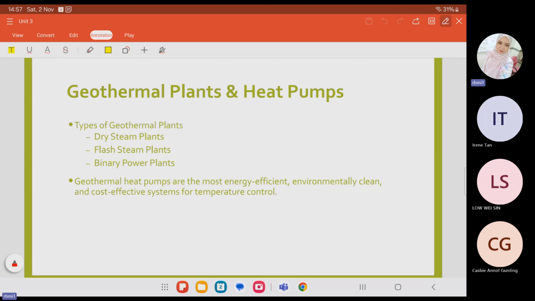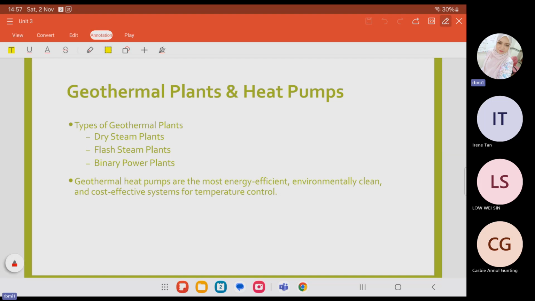Okay, next are geothermal plants and heat pumps. Geothermal power plants generate electricity by forcing hot steam from the Earth's interior through a turbine. Hydrothermal fluids above, for example, around 170 degrees can be used in flash plants to make electricity. Dry steam plants use hydrothermal fluids directly, which we call the primary steam.